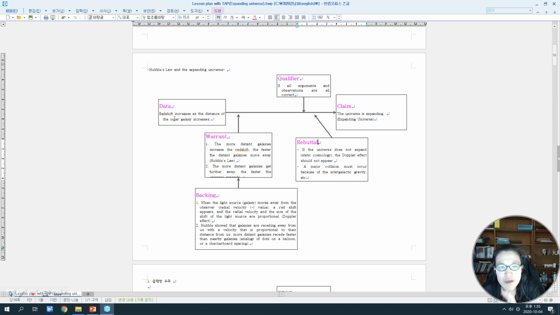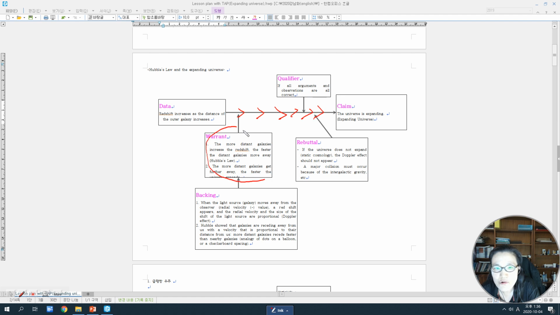When you say we observe that redshift increases as the distance of the outer galaxy increases, based on this data, we can claim that the universe is expanding, so-called expanding universe, because the more distant galaxies increase the redshift, the faster the distant galaxies move away, so-called Hubble's law. As a teacher, you provide a bridge, sometimes called a stepping stone or scaffolding. You provide this bridge from data to the claim.